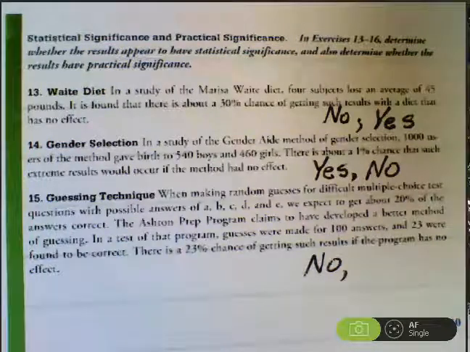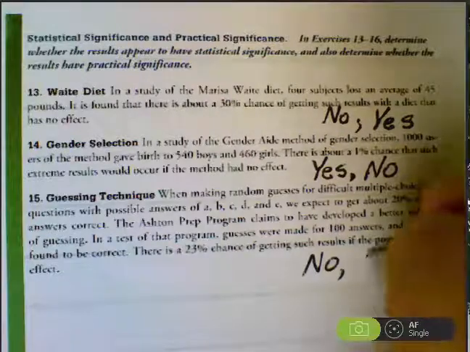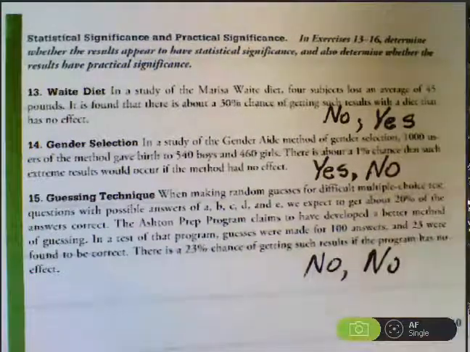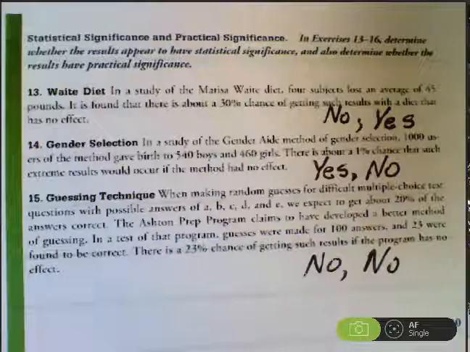Would that make you sign up for the program? Pay $100? I don't think so. My chance of guessing correctly only went up from 20 out of 100 to 23 out of 100, and that is not a significant gain.